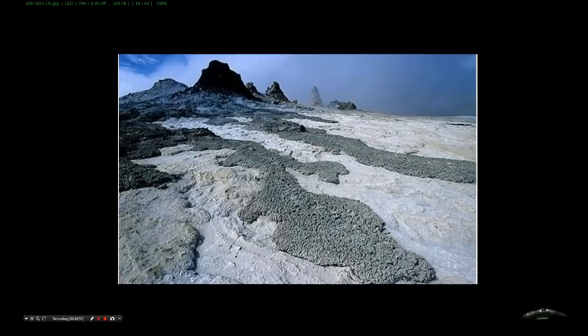This is a type of lava that is seen in the area. It's very runny. It's easy to go up through fissures and cracks, and it just runs all over the place, spreads out pretty wide.